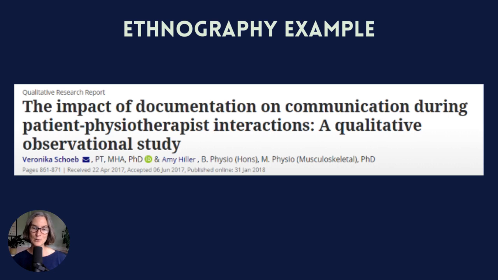If we look at an example from ethnography, this study is around the fact that documentation is a really essential part of our physio practice, because we need it for all those clinical, legal, and ethical reasons. But we know that when we're documenting, that can have an impact on the communication between the patient and practitioner interaction. So the aim of this qualitative study was to examine how physios and their patients communicate during episodes of documentation, i.e., they were looking at that culture of documentation. So if you see ethnography, you're going to be thinking, okay, it's looking at the culture of a particular aspect of practice.